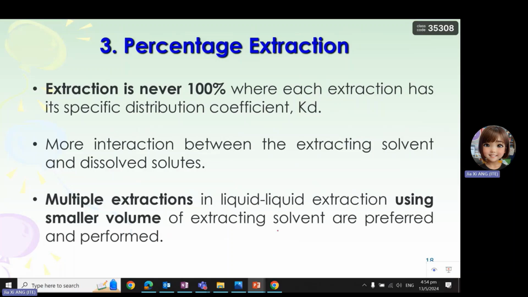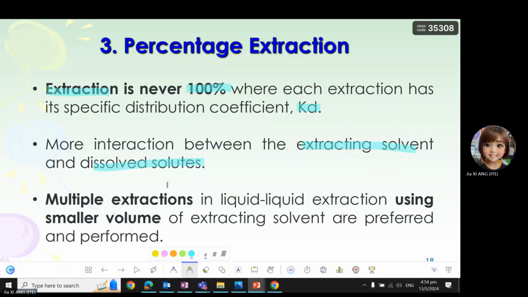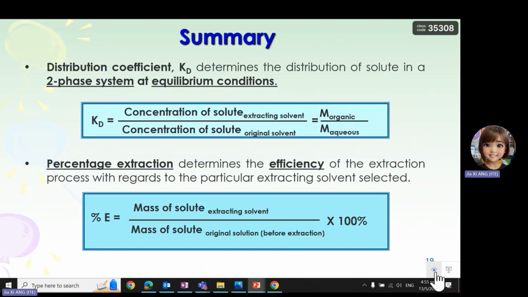With this, let's summarize. So today we learned that extraction can never be 100%. Each extraction will have a specific distribution coefficient, which is also known as the KD. Now, when there is more interaction between the extracting solvent and the dissolved solute, you will have better extraction. And usually, because extraction is never 100%, we will prefer multiple extraction when it comes to liquid-liquid extraction, using smaller volume extracting solvent.